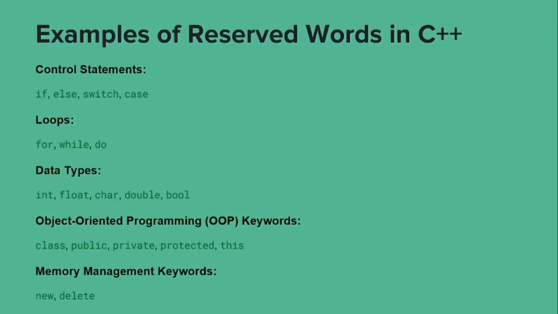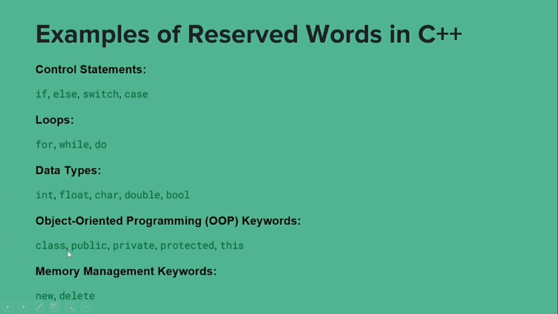These are examples of C++ reserved words. There are many reserved words, but the ones most commonly used in most programs are control statements and loop statements. There are subtypes of reserved words. Basically, first is the control statement, and another is the loop statement.